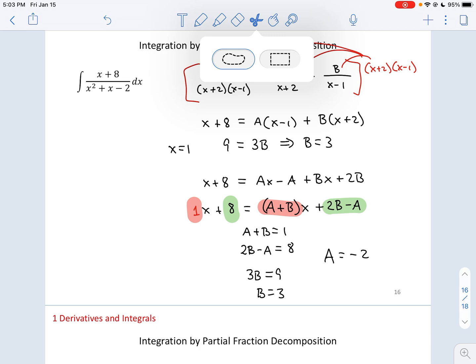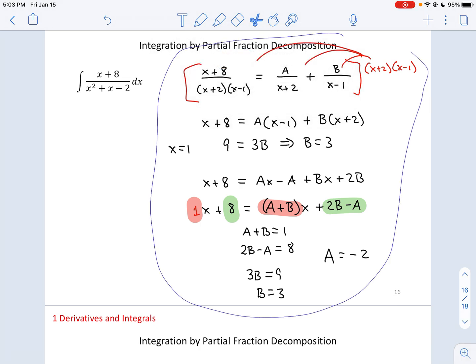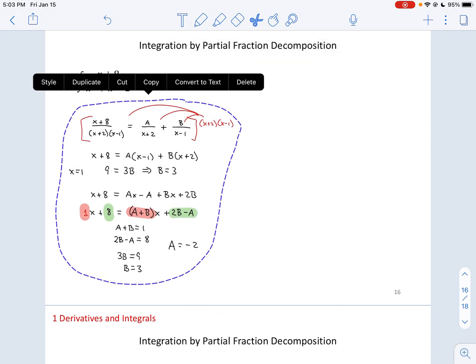Okay, anyway, let me move this around a little bit and finish up the actual problem. We haven't integrated yet.